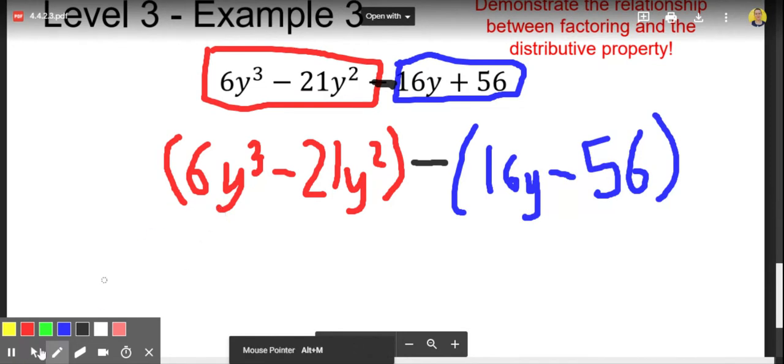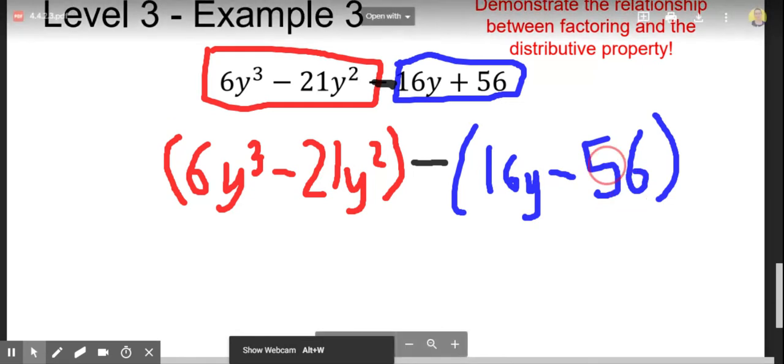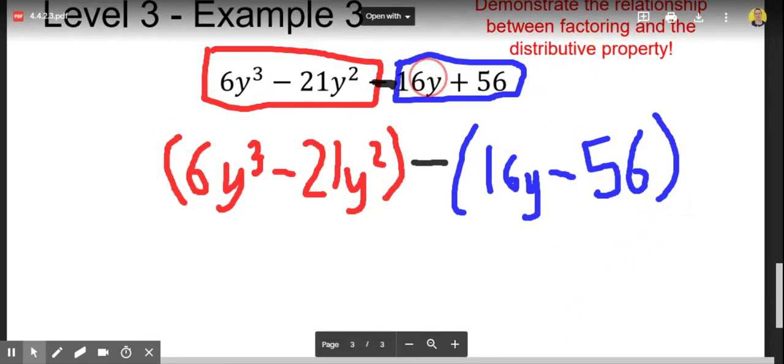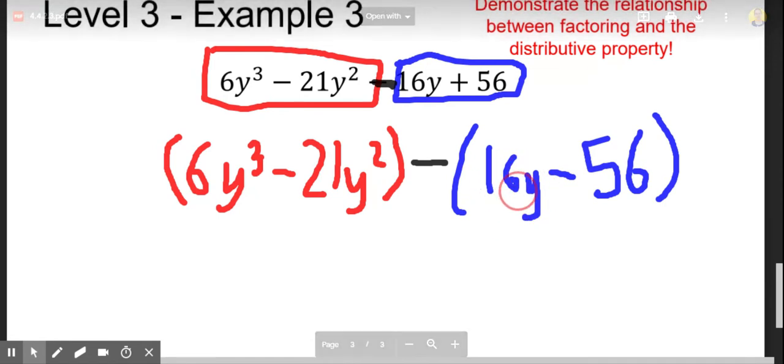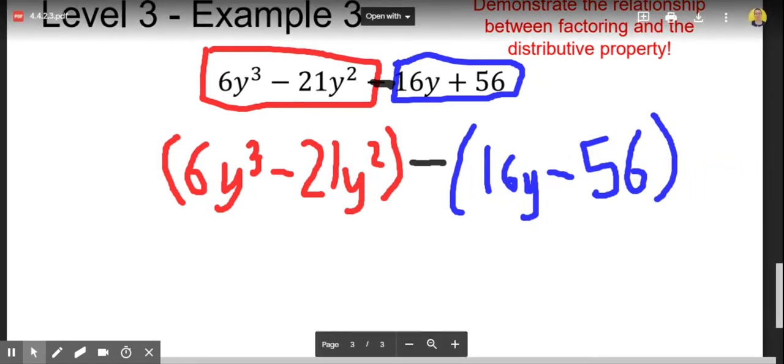That 6y cubed again didn't change, but the negative 16y plus 56 that you saw up here turned into the opposite of that. So a positive 16y minus 56. So again, you're just doing the opposite of the two terms up here because you're subtracting those terms.